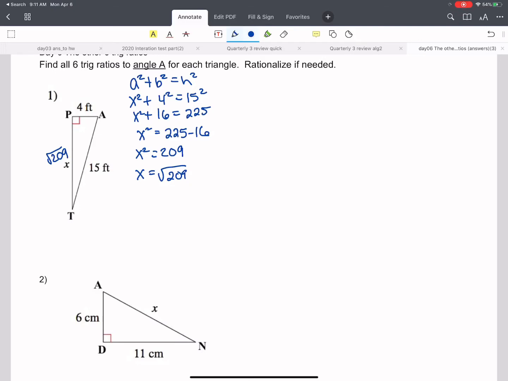So let's find the sine. I'm going to use a different color. Let's find the sine of A. And we're going to find all 6 of them. So first one is sine of A. So I'm going to go to A, and I'm going to think that's opposite over hypotenuse. So here's A. Sine of A is square root of 209 over hypotenuse, 15.